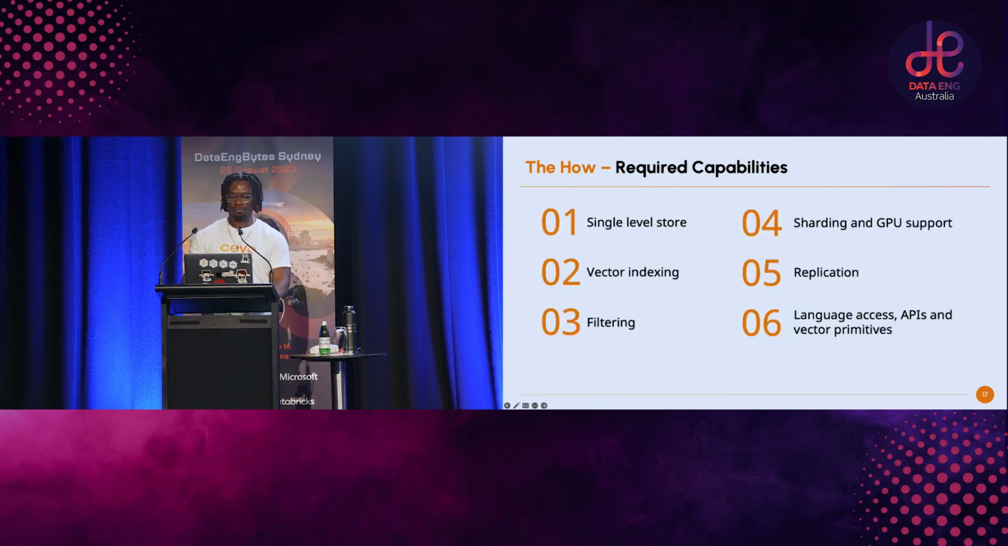Some other required capabilities that you want from your vector database are things like single level store, which means that the vector database adopts the principle of a single level store, which implies that the on-disk representation of your data is mirrored as close as possible to your data. Another point to know about vector database is the indexing mechanisms. Obviously, we spoke earlier about approximate nearest neighbor, which is a way to perform the search within your database when you work with your embeddings.